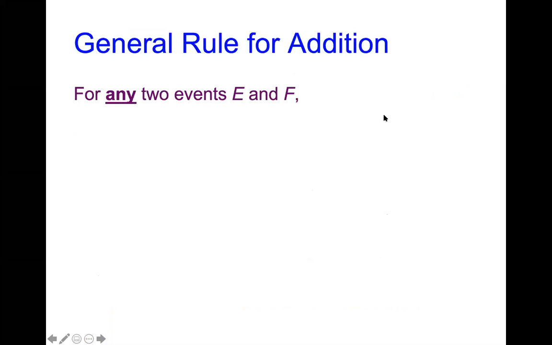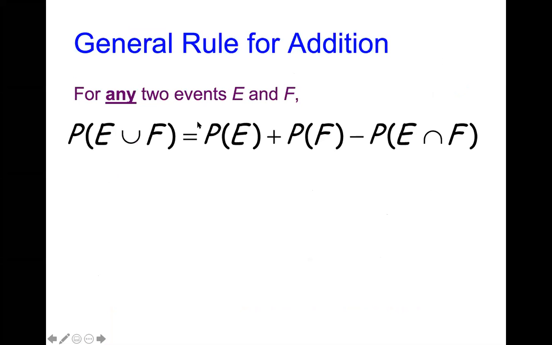Here we go. Okay, our next formula for today, general rule for addition. We had a general rule for multiplication. That was our and. This is now or. For any 2 events, E and F, the probability of E or F is the probability of E plus the probability of F minus the probability of E and F. This is your second formula.